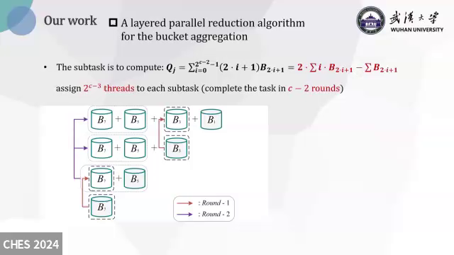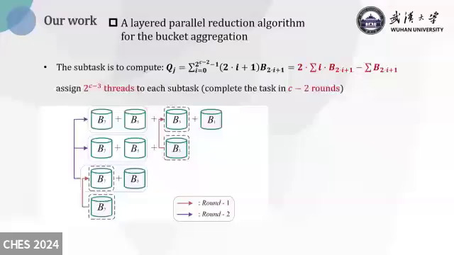The last optimization is our layered parallel reduction algorithm for the bucket aggregation. In detail, as we have 2 raised to the power of c minus 2 buckets, we can assign half the number of threads on each subtask. Then the aggregation phase can be completed in c minus 2 rounds.